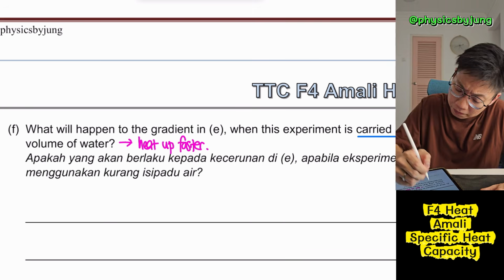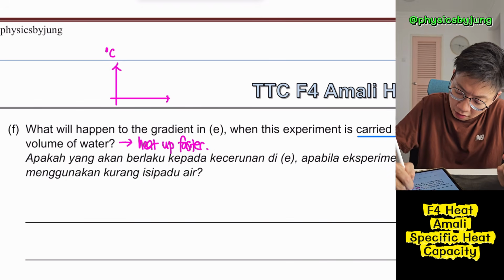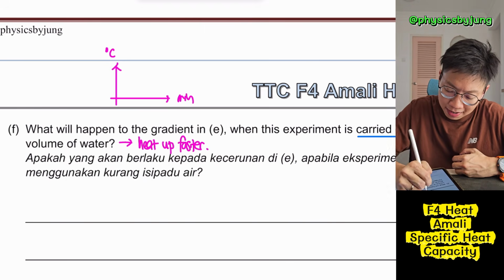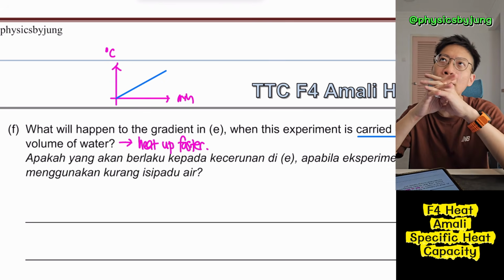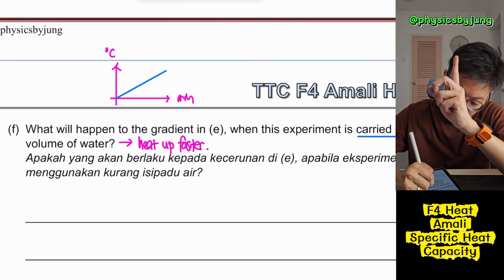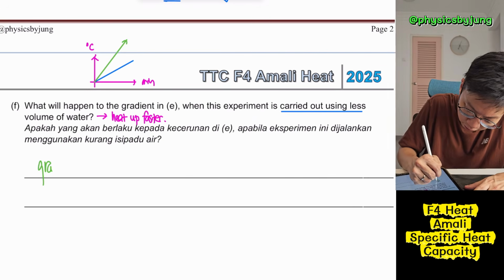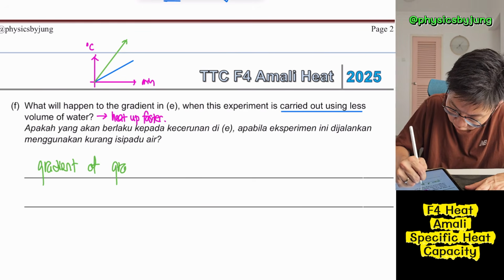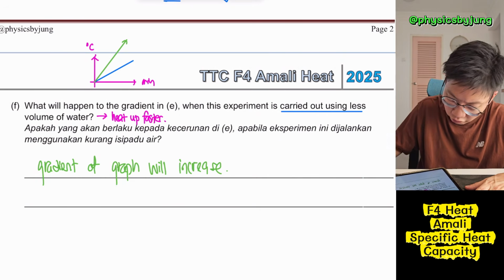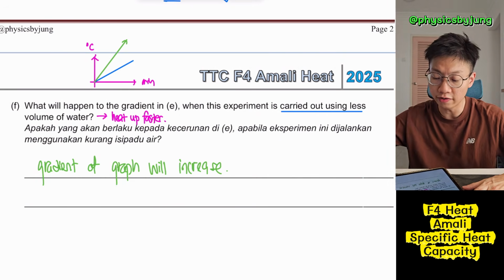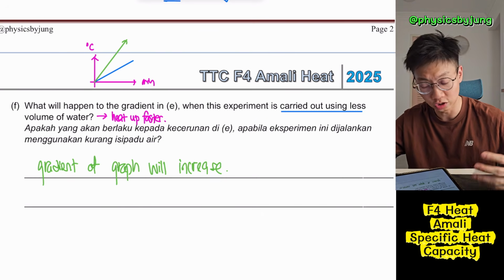So if it heats up faster, before I write down my answer, I think first, degrees Celsius per minute. So this is my original graph. If it heats up faster, meaning the temperature will go higher, right? So the line will go higher, right? So what happens to my gradient? Obviously, the gradient of the graph will increase. So the answer here is that the gradient of the graph will increase. Why? Because it will heat up faster. So that's it. All right.